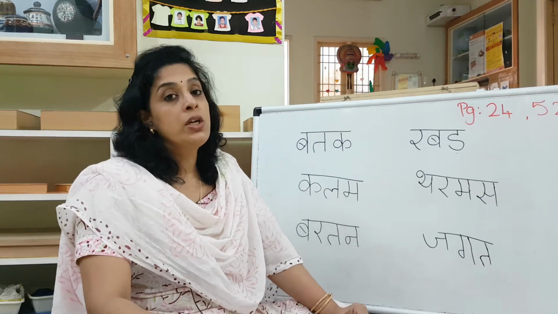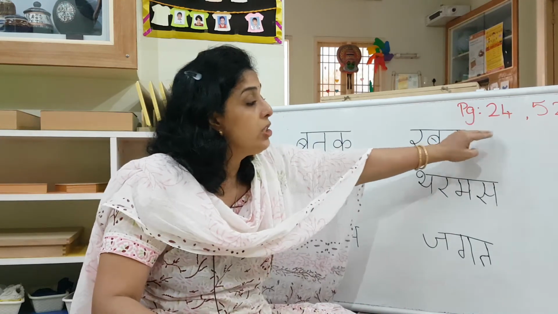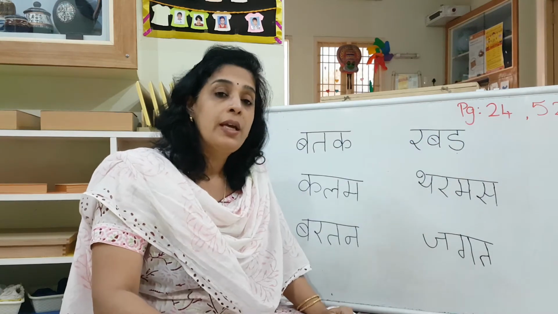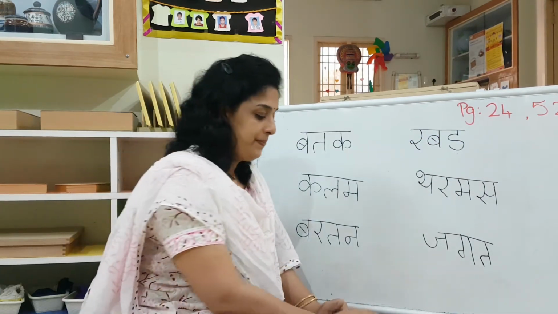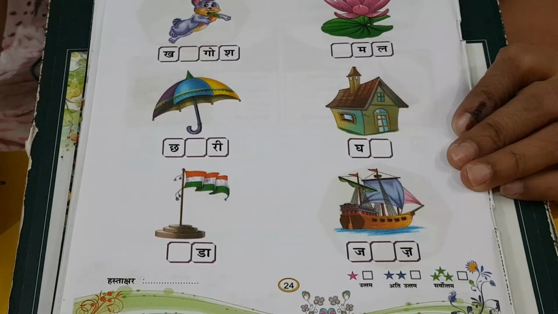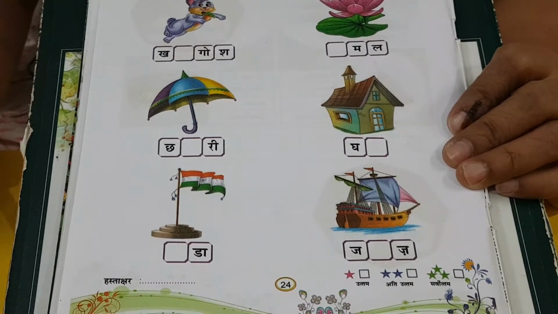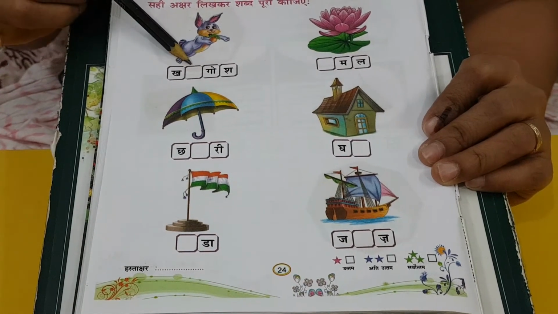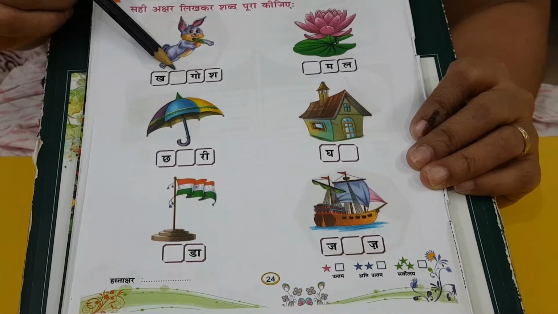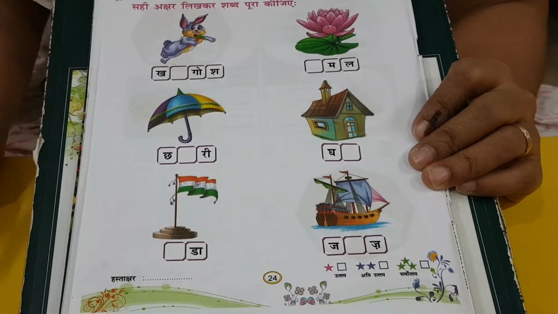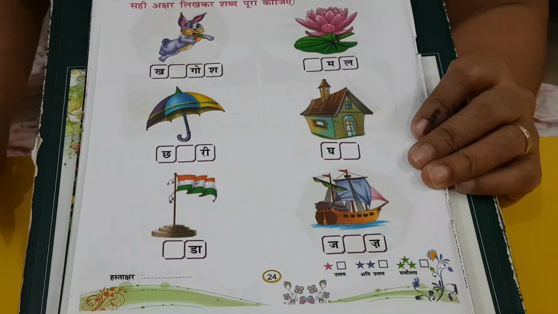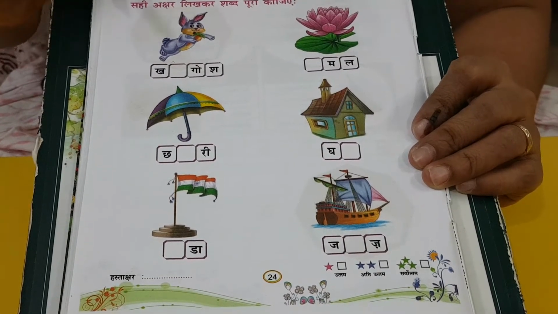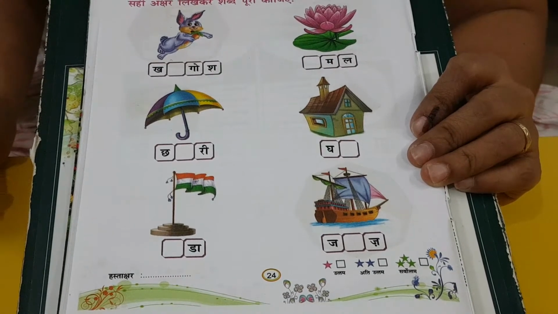Okay, now we will turn to these 2 pages in your workbook, that is page number 24 and 52. Come take a look what is there in it. In page number 24, I want you to identify this picture and fill in the missing sound. Okay, some letters in this you may not be able to read, but it's okay, but I want you to read it with the vyanjan or the swar which is there in it, and you will be able to complete it.